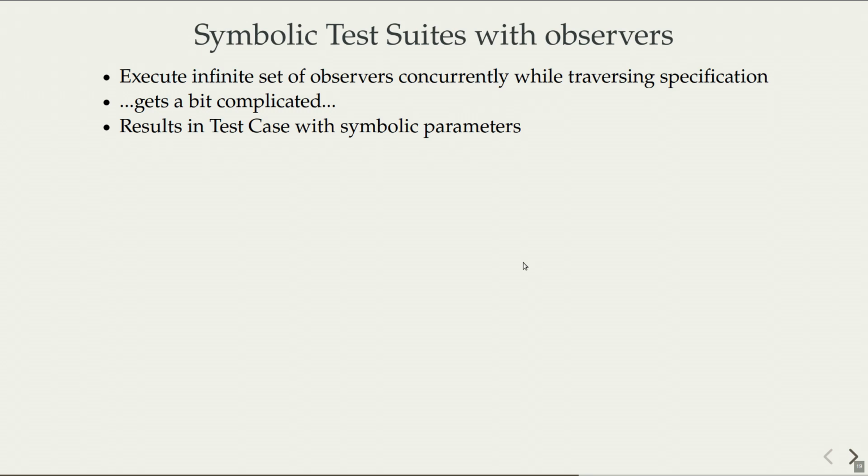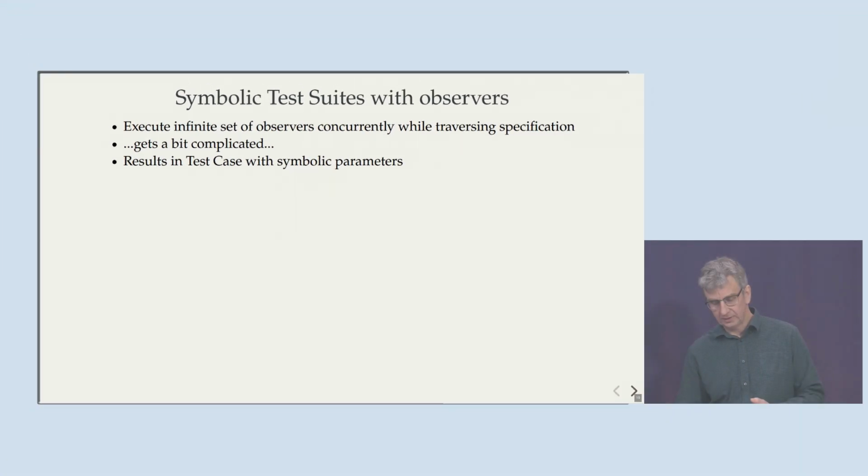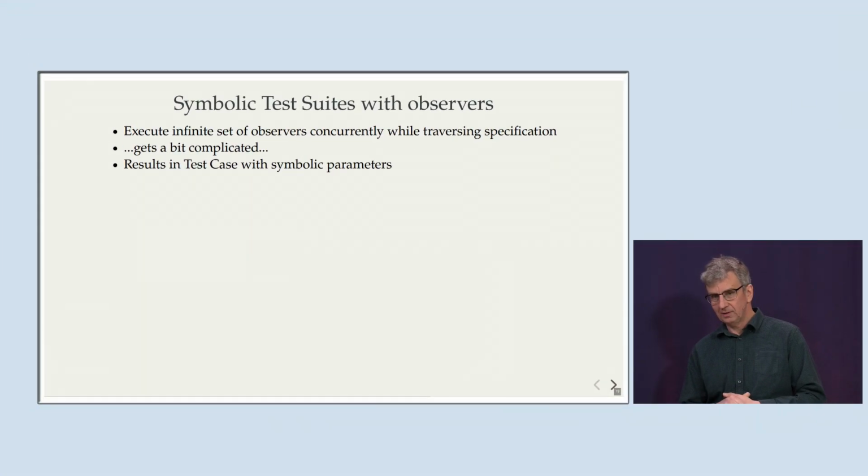Okay, that was symbolic execution without observers. If we also add an observer into this, we can think of the observers as some kind of infinite set, or the observer as a process that spawns whenever needed. And we have infinitely many of these observers, so we can use them freely.